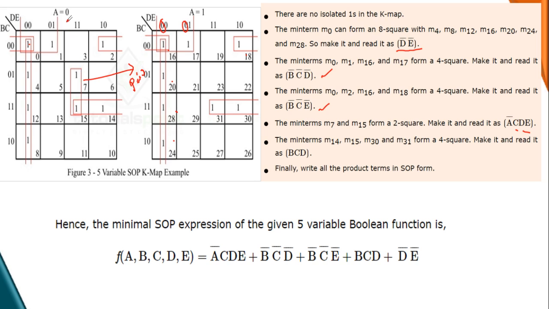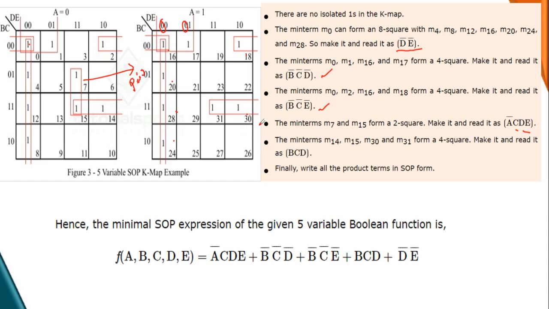So A bar, C, D, E are the minimal expression. Next M14, M15 in the top layer, and M31, M30 are adjacent, and can form a 4 square adjacency. It can eliminate two variables. Since these two are in the top layer and these two are in the bottom layer, the A variable is different, so the A variable is eliminated. Now B, C are common variables, so BC will be there column-wise.